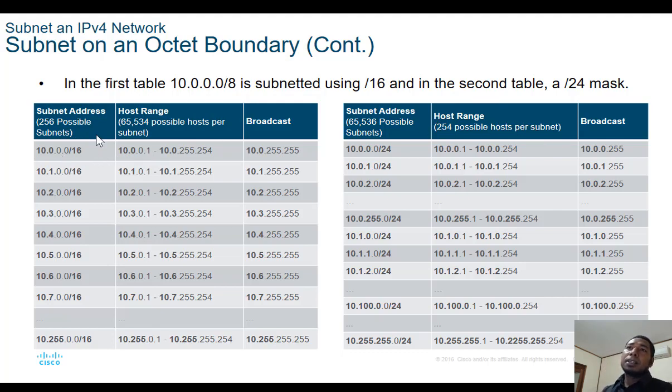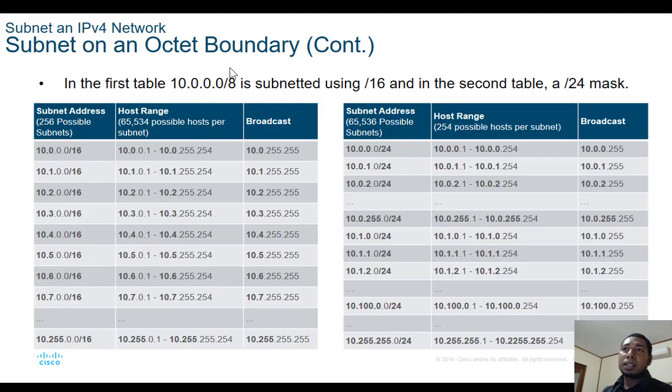So if you look at the first table, we have a class A address of 10.0.0.0/8, which is subnetted using /16. Notice when we use /16, we are now working with the third octet. Can you see that? We're working with the second octet. You see we have 10.0, that's the first network, 10.1, second network, 10.2, 10.3, 10.4.